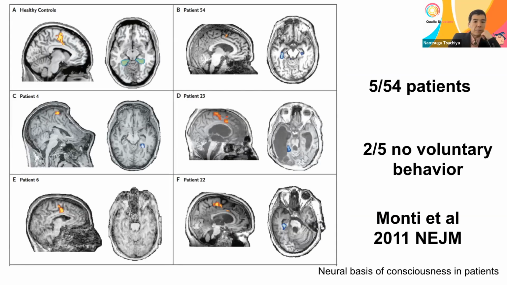This is an important follow-up experiment after Owen's initial report that there exist some vegetative patients who are potentially misdiagnosed from the minimally conscious state. So this 2011 paper looked at the supposedly vegetative patients, and out of 54, 5 of them seem to be able to activate these areas according to whether they are asked to imagine playing tennis or walking around the building.